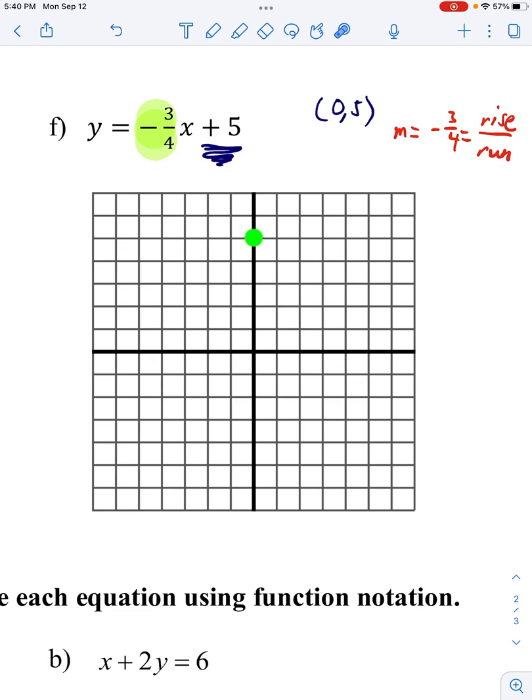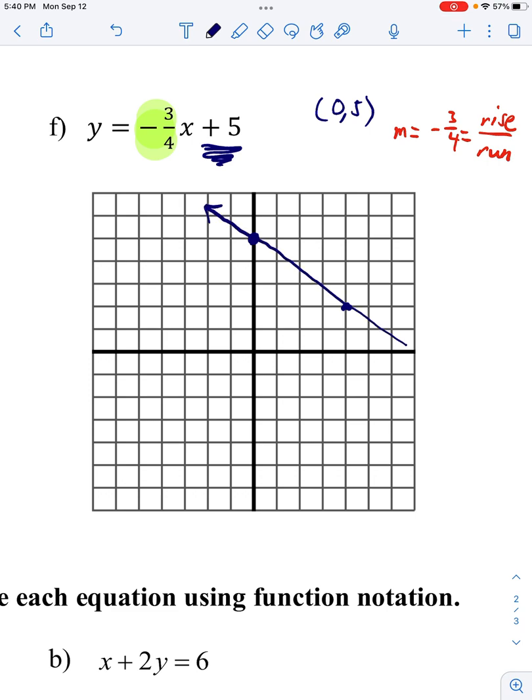So I'm going to start here. My x is going to increase by 4. 1, 2, 3, 4. And then my y is going to decrease by 3. 1, 2, 3. So I'm going to plot this point right here. So over 4, down 3. 1, 2, 3. Right here. Those are my 2 points, right? I only need a minimum of 2 points, so I connect the dots.